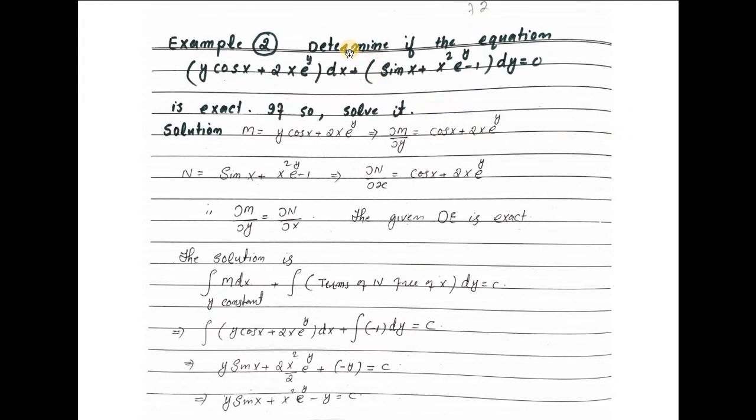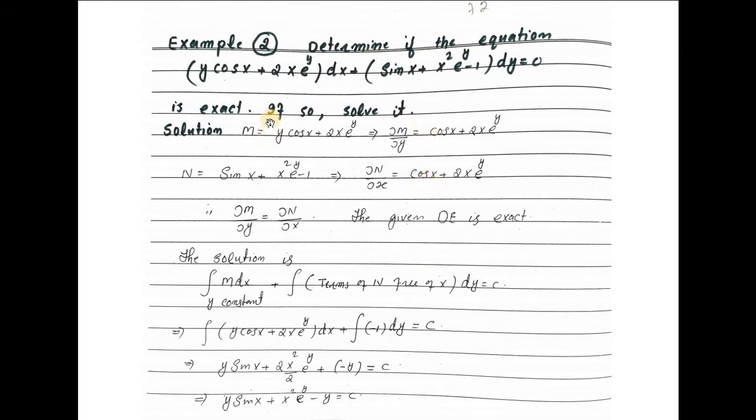Another question: determine if the equation is exact. If so, solve it. This is the differential equation. If it is exact, then we have to solve it. So in this equation, the first bracket is m, the second bracket is n. The partial derivative of m with respect to y is equal to this one. The partial derivative of n with respect to x is equal to this one.